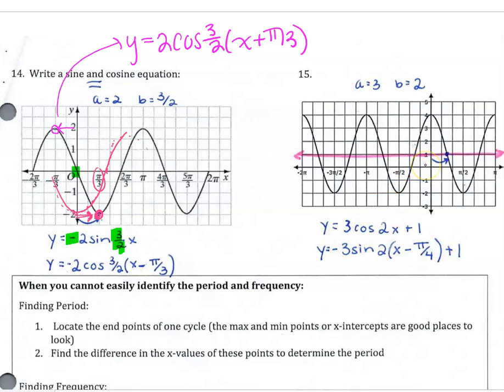Okay, next guy, again, first impression, sine or cosine when I look at the y-axis. So there's also a max of 4 and a min of -2.